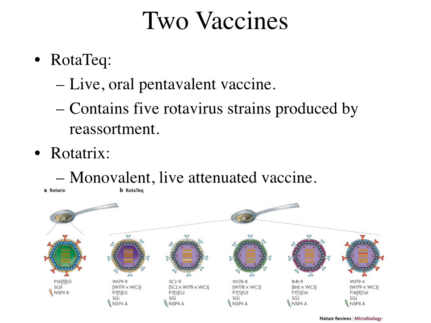We have Rotateq, which is a live oral pentavalent vaccine. So 5 different strains went into producing this vaccine. And then we have Rotarix, which is also a live attenuated vaccine, but this one is monovalent.